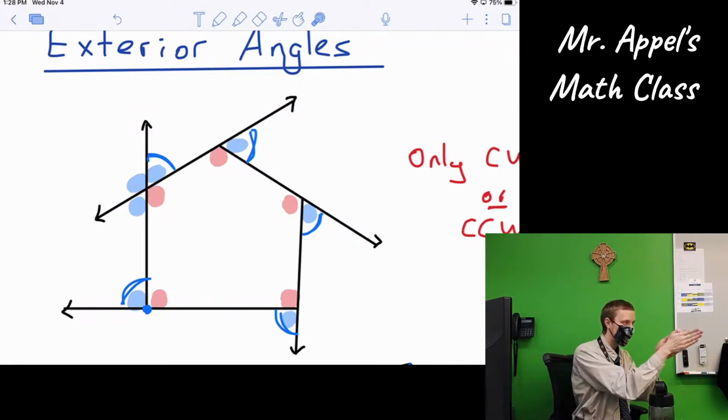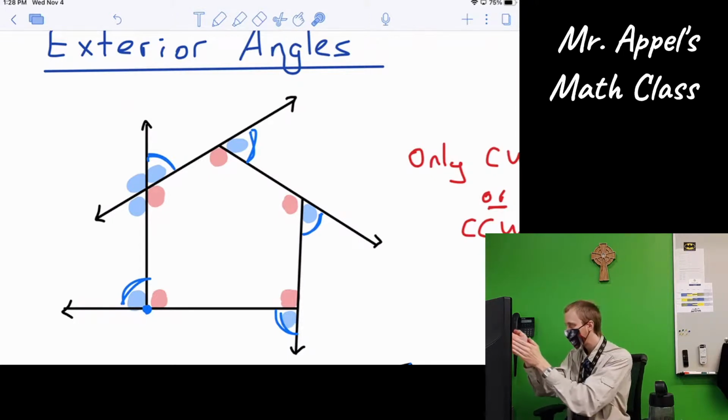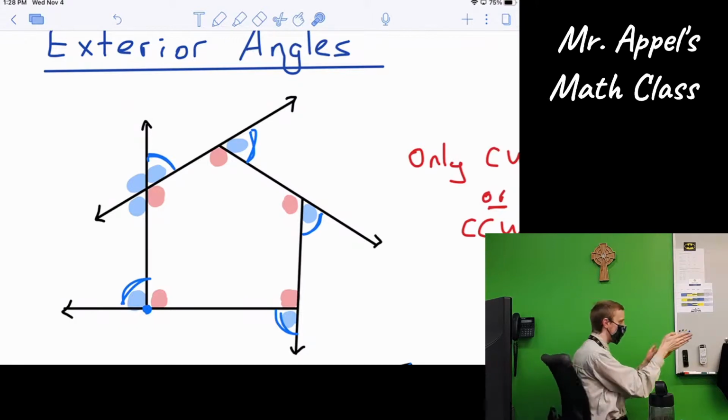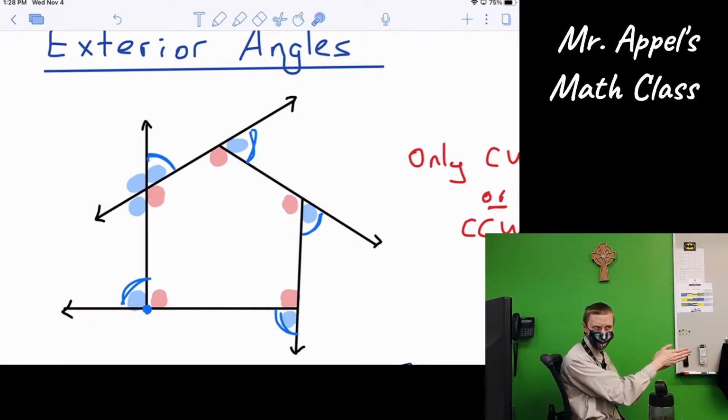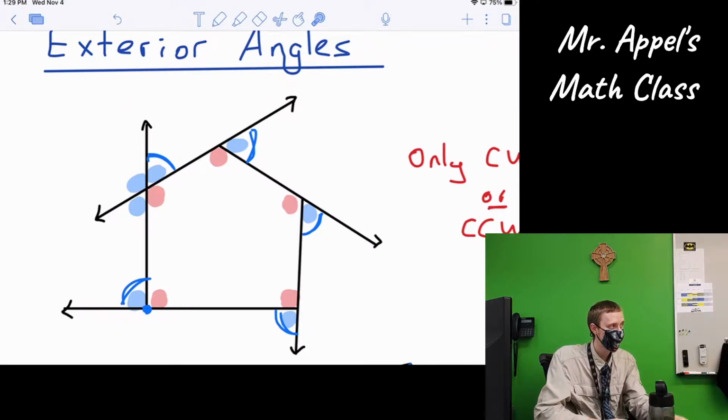Okay, walk the block. Turn to the next road. Walk the block. Turn to the next road. Walk the block. Turn to the next road. I'm back where I started. How many degrees did I just rotate? What's that? 360, right? I've gone all the way around in a circle.